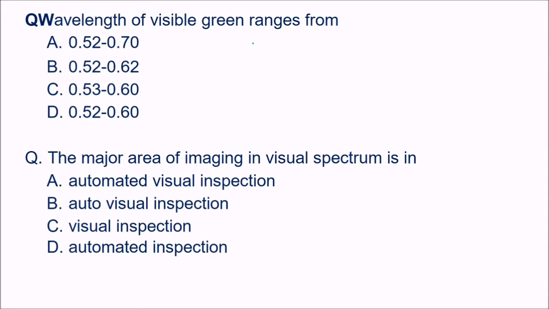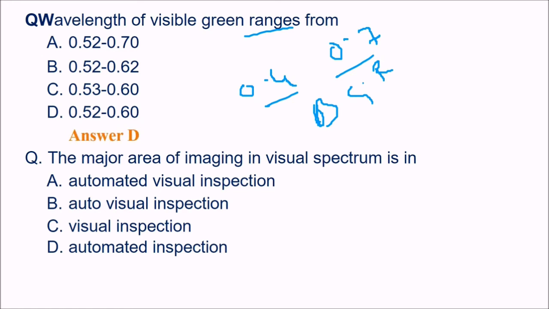Wavelength of visible green ranges from. See, we say that visible light varies from 0.4 to 0.7. Right? So RGB. Where is your visible green? Can you answer? The answer is D, 0.52 to 0.60.